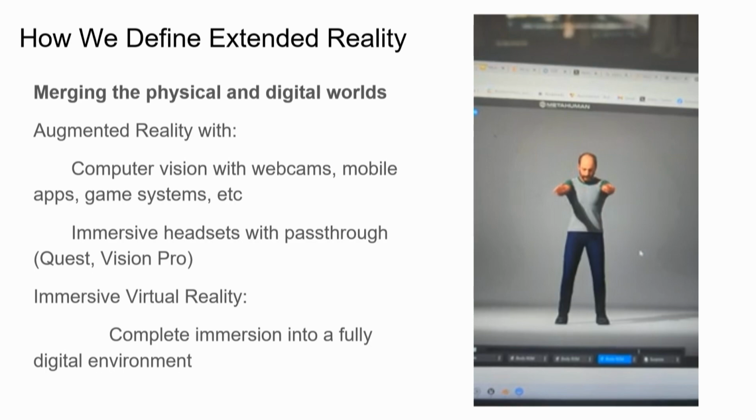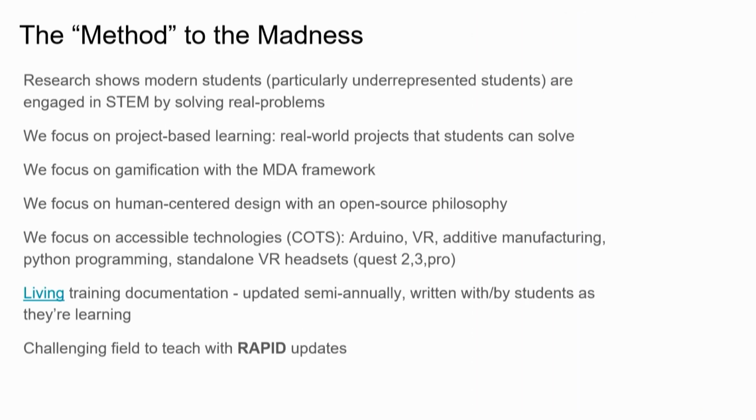We have a tool that we can use now to measure how flexible I am with VR. So how do we define extended reality at Marymount? It's basically just merging the physical and the digital worlds. So we're doing augmented reality with computer vision, using webcams, mobile apps, video game systems, immersive headsets with pass-through, so Quest and Vision Pro we're starting to play with a little bit. And then we also do full-on immersive virtual reality, so putting you in the headset and blocking out the entire outside world, which sounds wonderful to do sometimes.